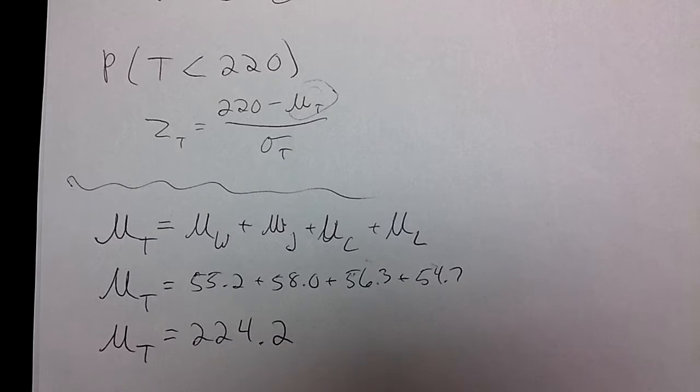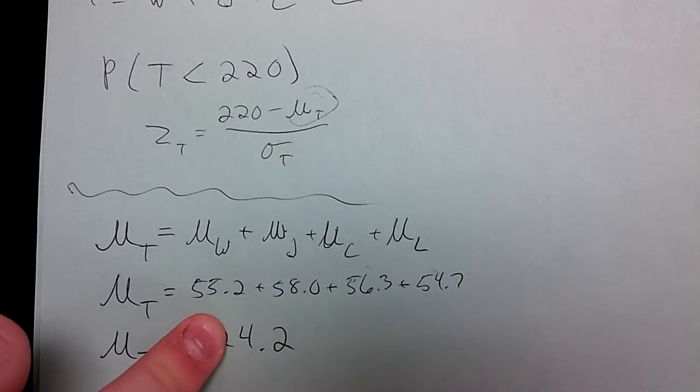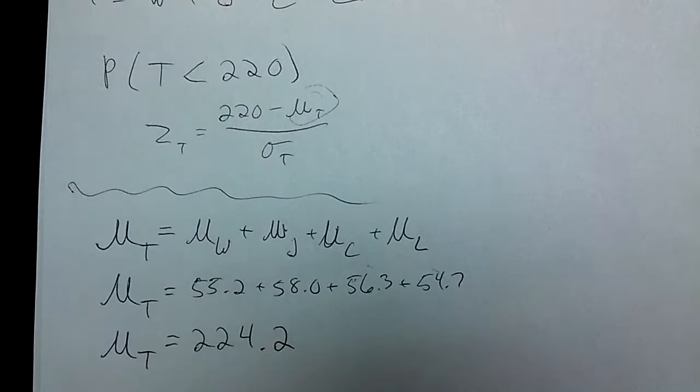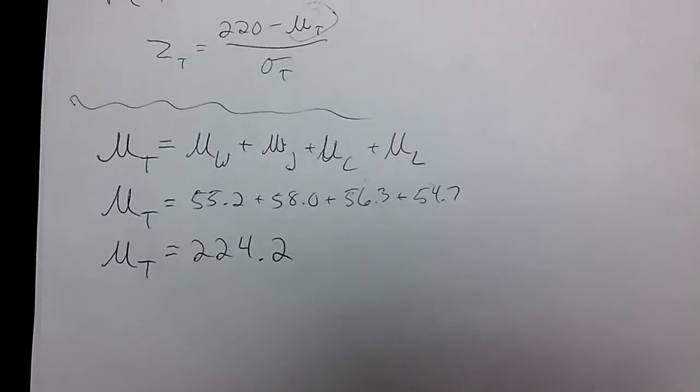If they're asking for the probability of less than 220, realize that this number is less than the mean, so the z-score is going to be negative here. Okay, so keep that in mind. In case you get a positive z-score, something has gone wrong.